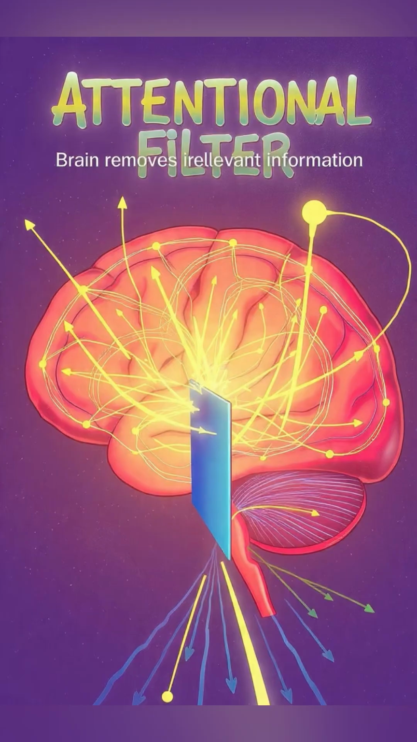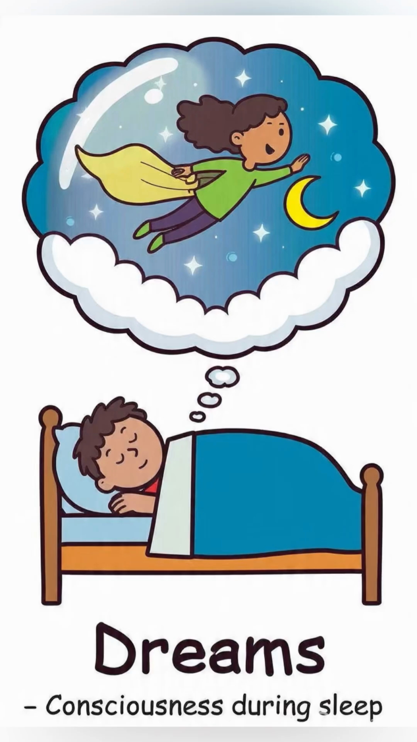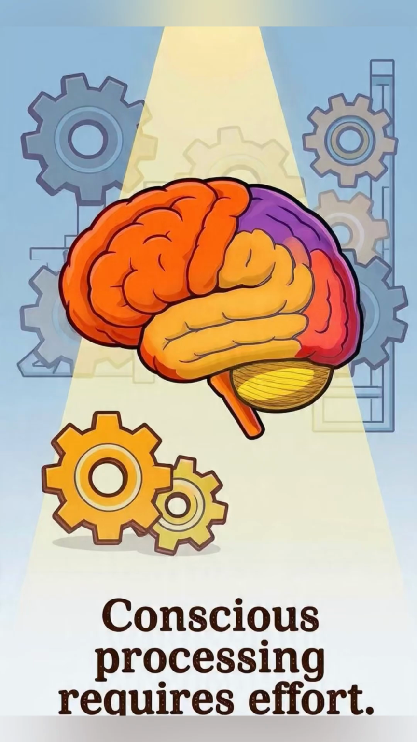Consciousness during sleep. Dreams as altered awareness. A dreaming person highlights that even in sleep, consciousness exists in altered forms, allowing experiences like dreams. Mechanism of attention. Conscious processing requires effort. A brain with a spotlight gear shows that conscious attention is effortful. Unlike automatic processing, it requires active mental resources.